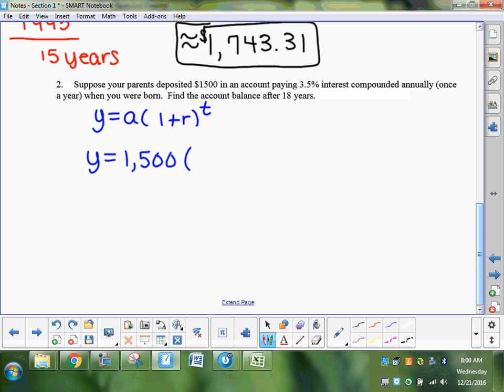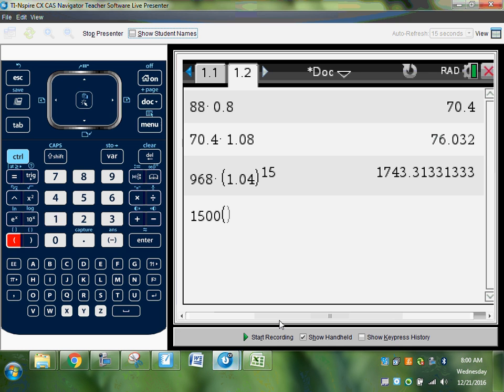1500. Now, our growth rate is 1 plus 0.035 raised to the, in this case, 18 power. It's important to note that these numbers should be matching. If it's compounded annually and it's done every year, as long as those are speaking the same language, you're good. You can use this formula. What we end up getting is the amount in the account after 18 years.